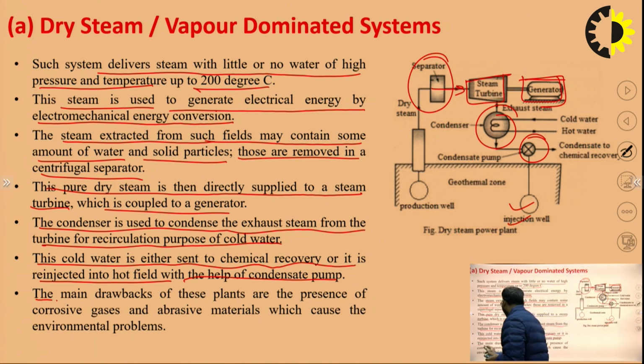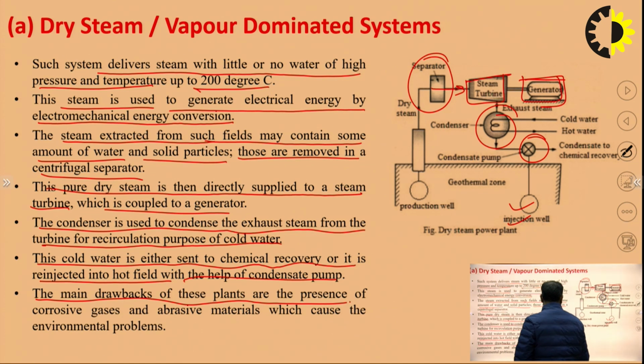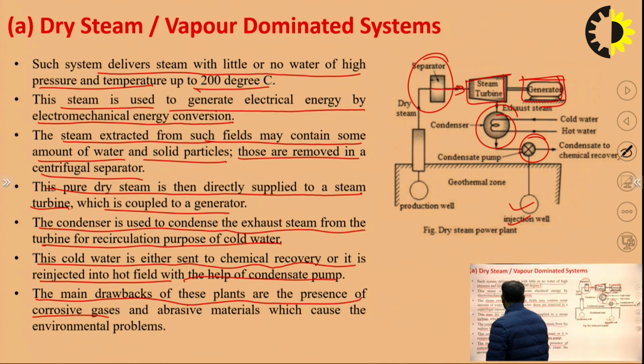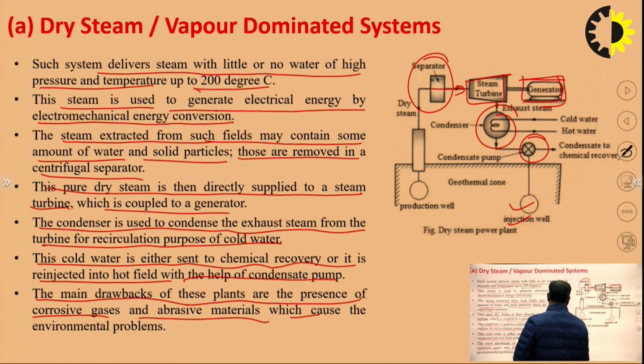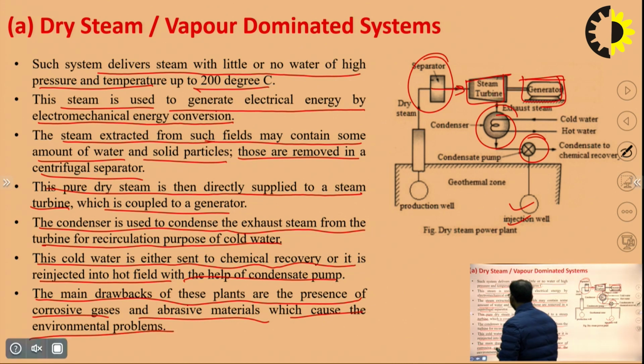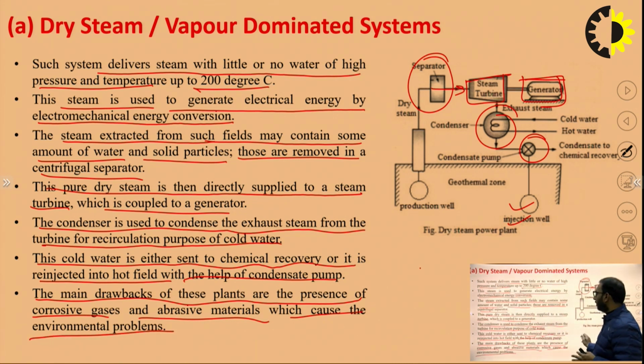The main drawback of these plants is the presence of corrosive gases and abrasive materials, which cause environmental problems. So this is the main drawback of the dry steam or vapor dominated system.